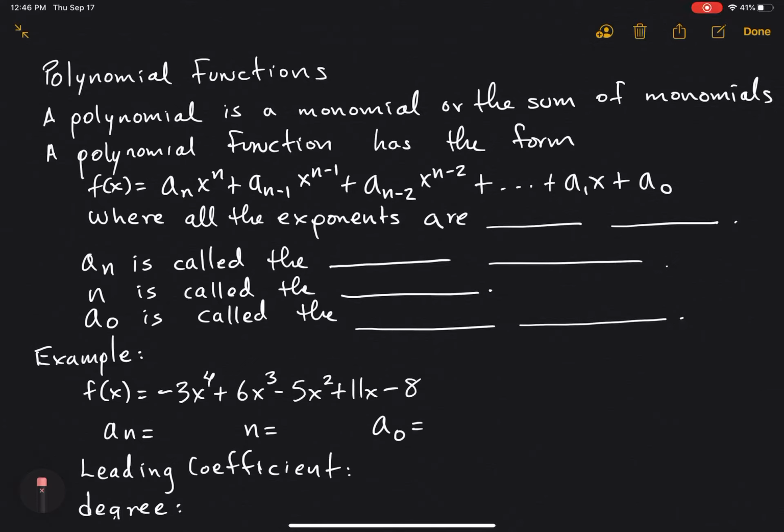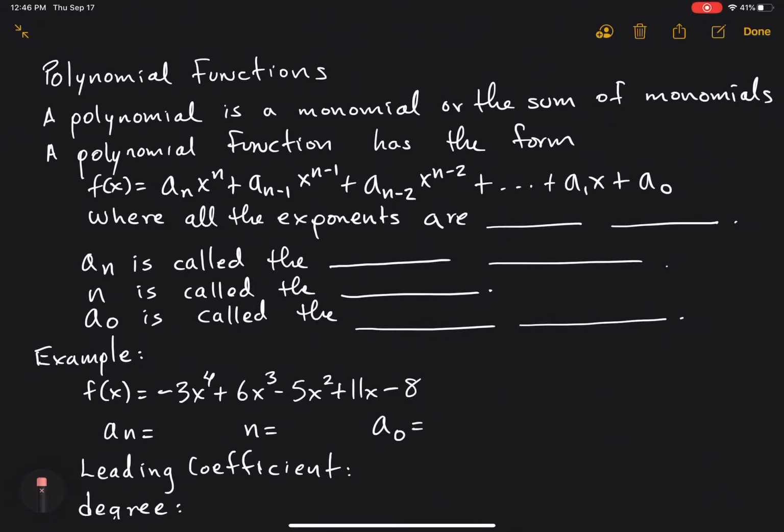Okay, class, this is a video where I'm going to introduce you to polynomial functions. It's basically an introduction to polynomial functions. During this video, please feel free to pause it and then copy these notes on a piece of paper so you can refer to them later.